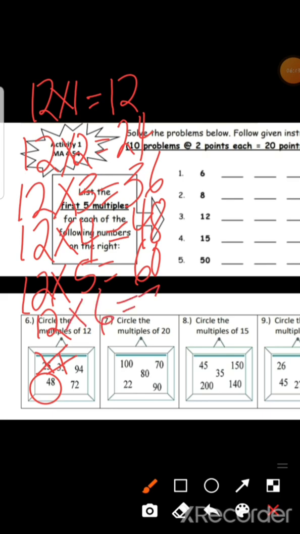12 times 6 is 72. And wow, check it out. We have 72 here as a multiple, so we circle that as well.